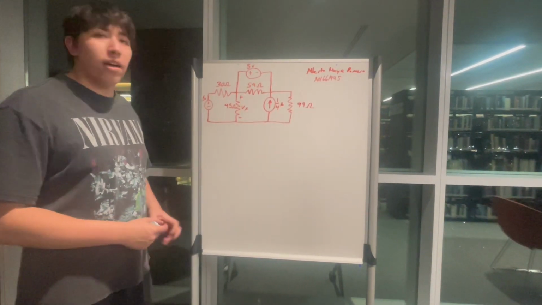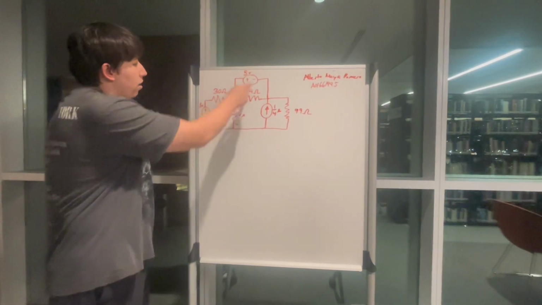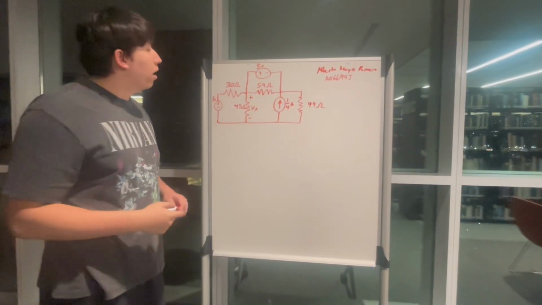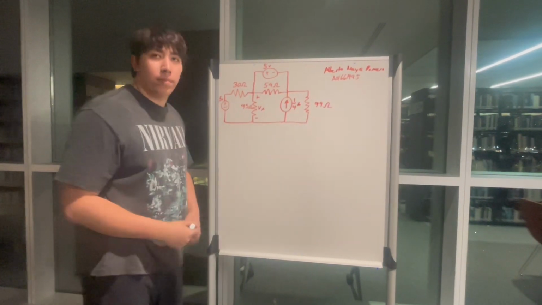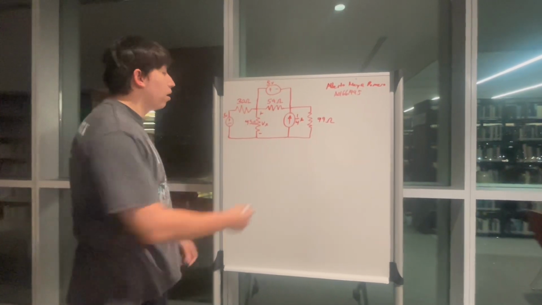Mesh analysis and super mesh analysis. First of all, what is a mesh? A mesh is basically a loop in a circuit, like this. And a super mesh is two or more meshes that are divided by a current source, like this one. So first, we're going to start doing the mesh analysis by this super mesh.